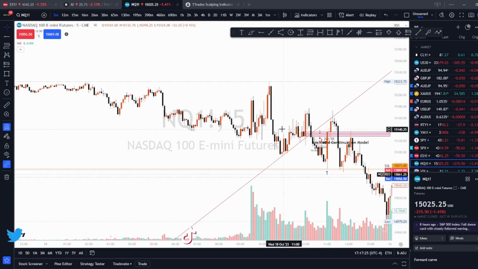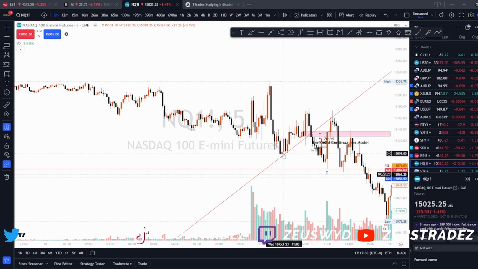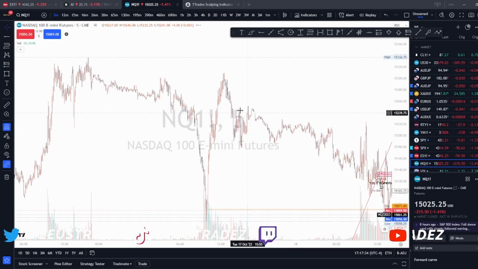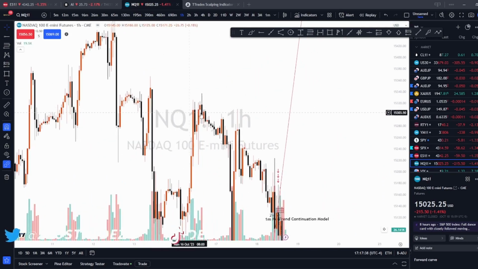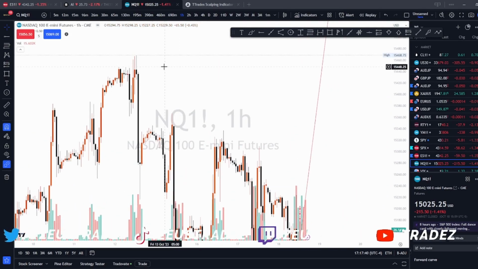So notice how this morning, what can we see? Strong displacement candle to the downside. What is that telling us already? Actually, let me backtrack even more. What is market structure doing first and foremost? So let's go to the hourly. What do we see going on with market structure here?